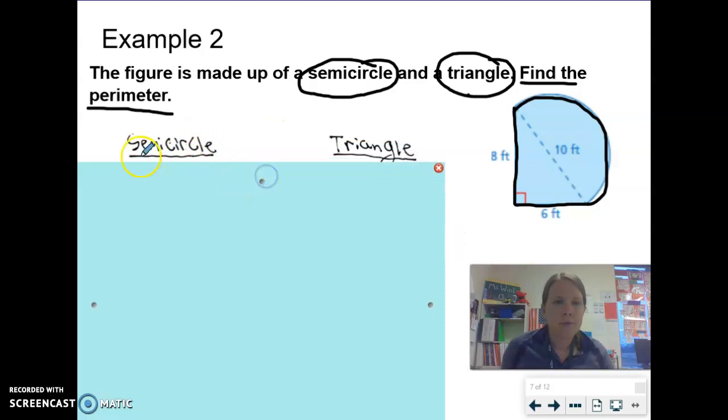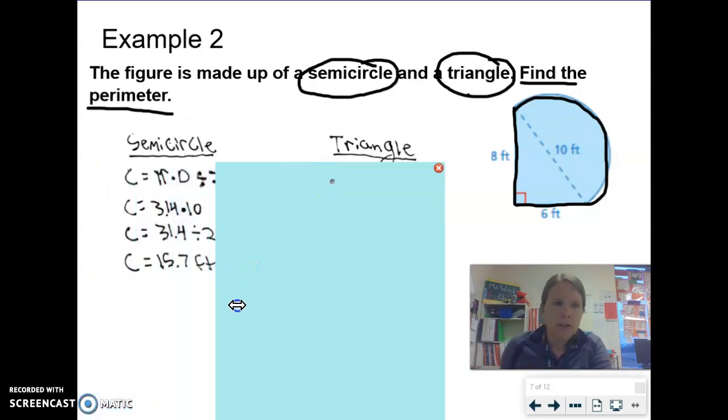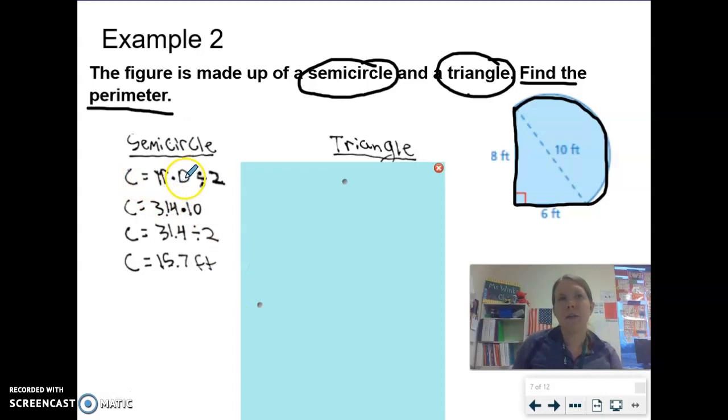So I had set up a section for my semicircle as well as my triangle. How am I going to measure both? Okay. So for my semicircle here, what I'm doing is I need to find my circumference.